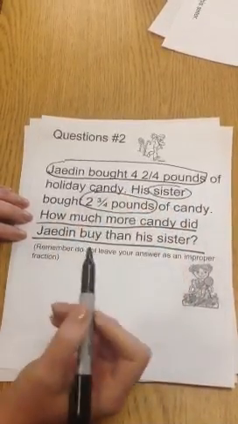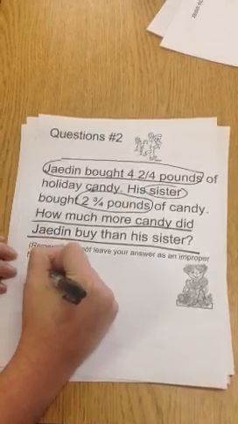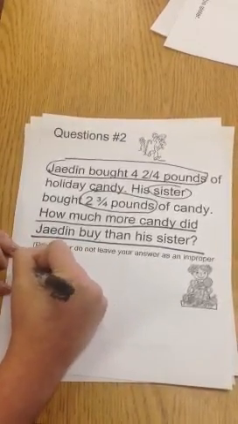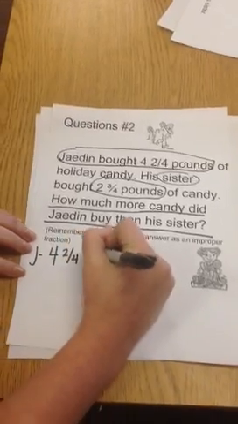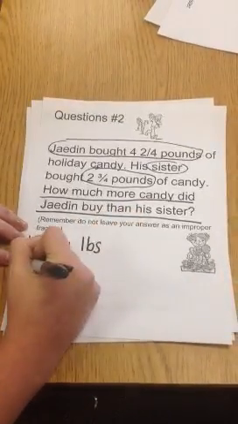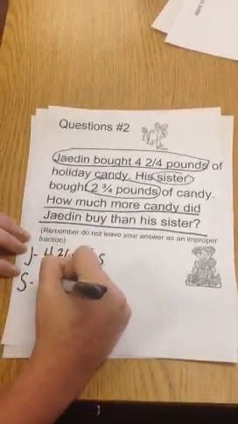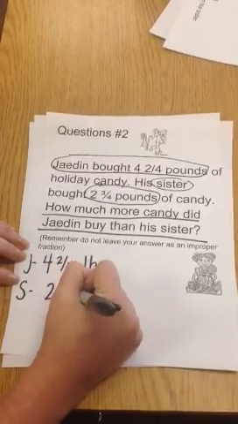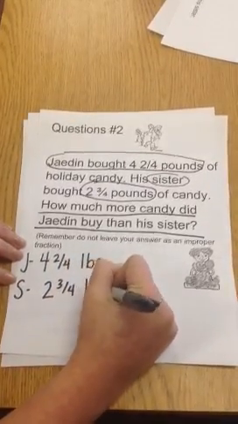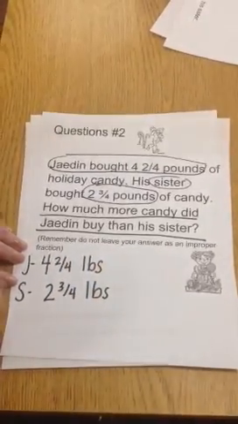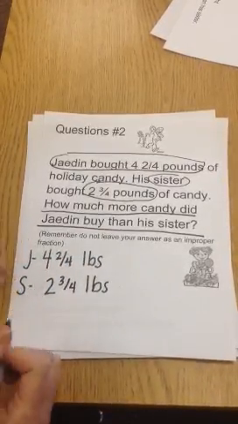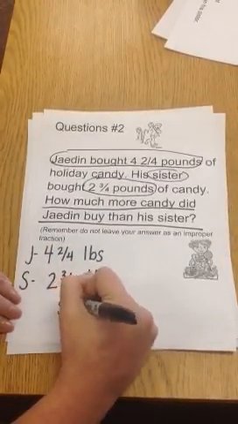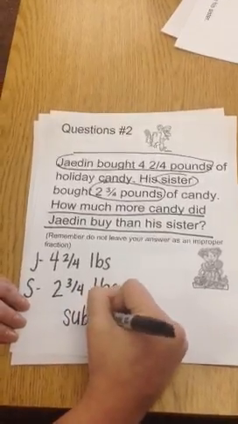We then pull that information out. I'm just going to put a J for Jaden, 4 2/4 pounds, and I'm putting LBS for pounds, and an S for his sister for 2 3/4 pounds. Over and over again, we've talked about the words how much more and how many more, and how those words usually indicate to subtract.